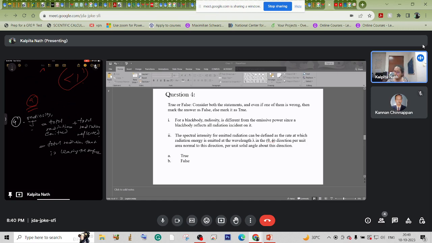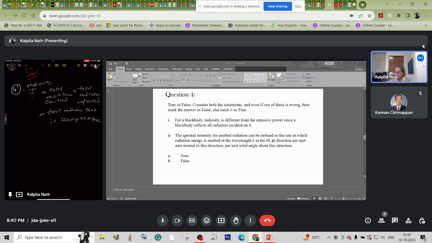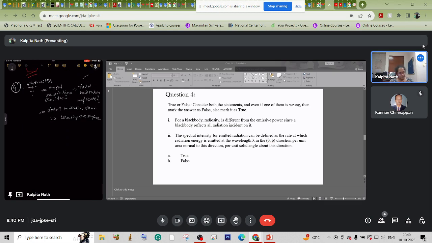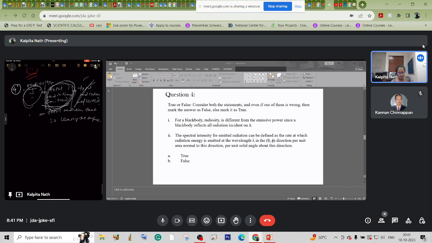Now, a black body absorbs all the radiation incident on it. It does not reflect, it absorbs. And there is no reflected component in the radiosity. So in a black body, this term will cancel out, and the radiosity is equal to the total radiation that is emitted, because everything falling on the surface will eventually get absorbed. So that's why this first statement is wrong itself. It will be false.